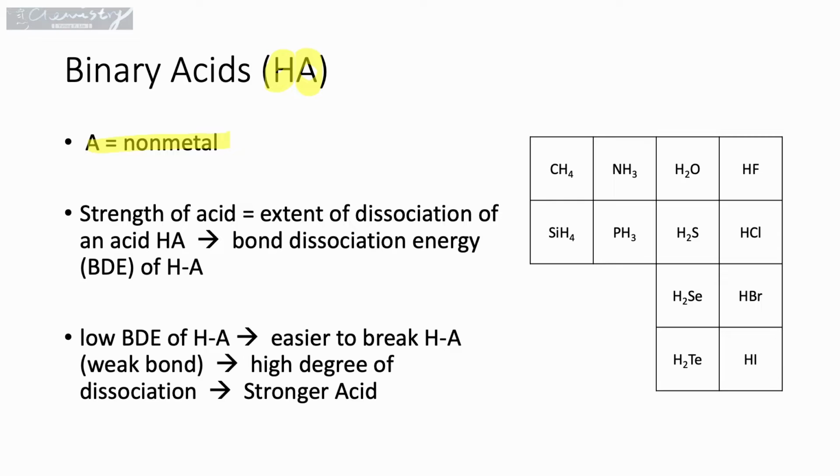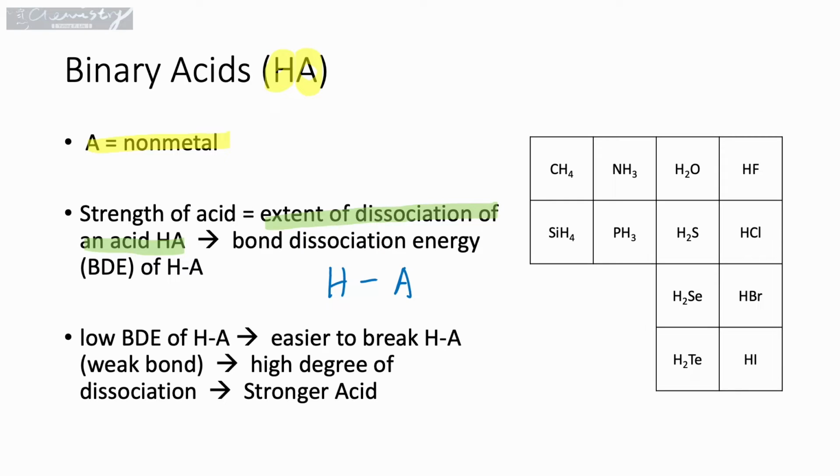Essentially, the strength of a binary acid is associated with the extent of how the acid can dissociate. And that is dependent on the bond dissociation energy. So between H and A, we have a bond, and the energy that is required to dissociate this bond is the bond dissociation energy.